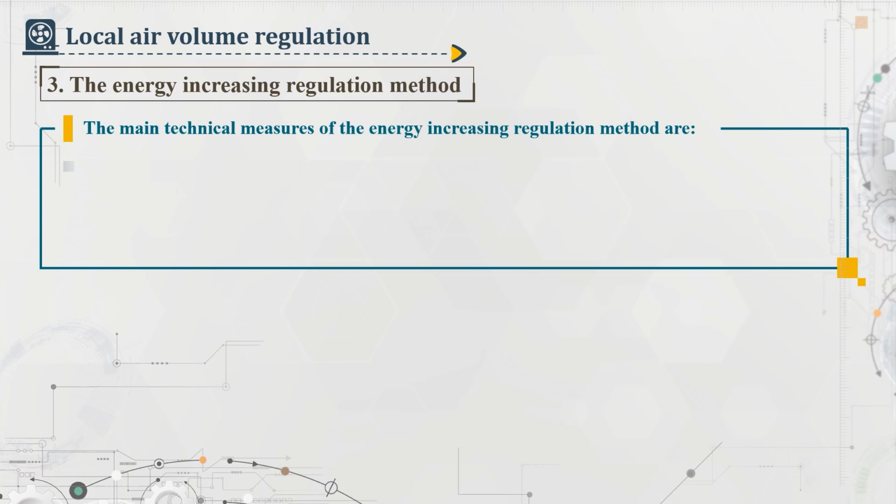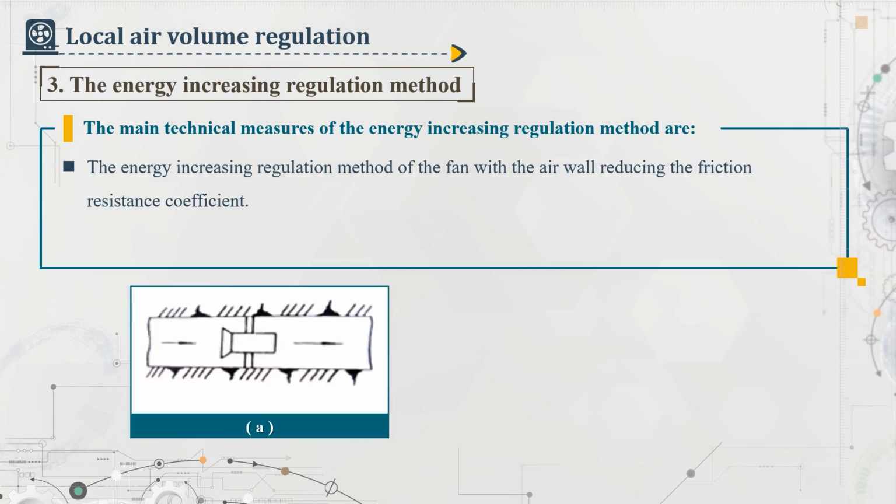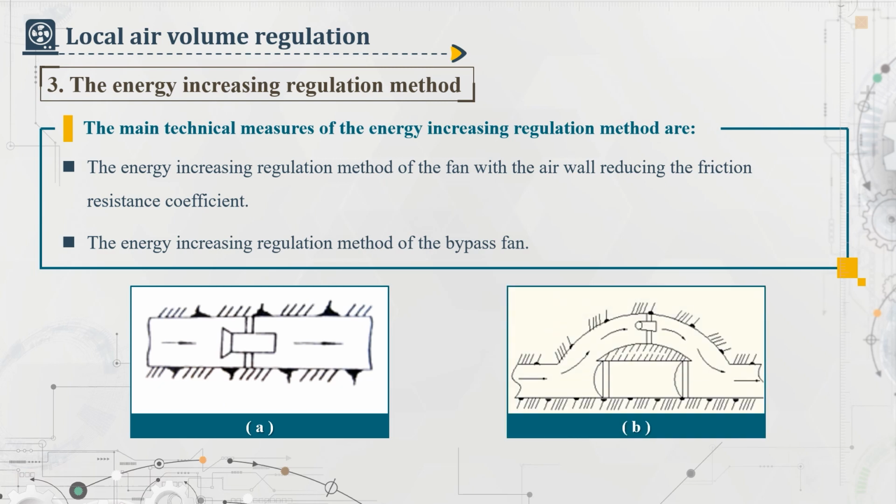The main technical measures of the energy increasing regulation method are: 1. The energy increasing regulation method of the fan with the air wall, shown in Figure A. 2. The energy increasing regulation method of the bypass fan, shown in Figure B.